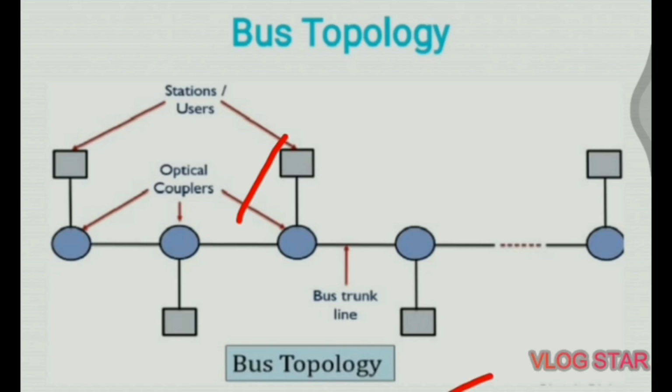So in bus topology we can see this is our first device which is connected to the second, then the second is connected to the third, and the third is connected to the fourth. Likewise, we can connect n number of devices in bus form.